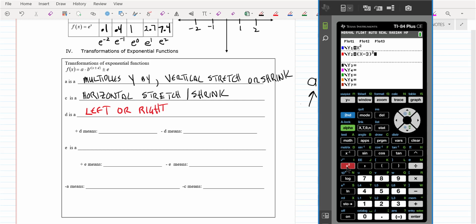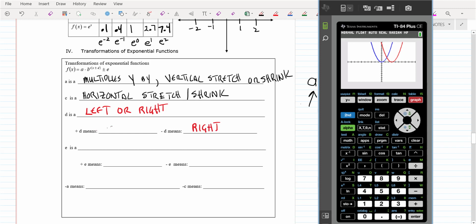What did we learn? Right 3, right 3, right 3. If you're inside the function, it's left or right. Okay, so notice what happens. There's my original parabola. That goes to the right 3. So what's going to happen on this is if you have a minus, it goes to the right. If you have a plus, it goes to the left. You've got to see where that falls in an exponential function.